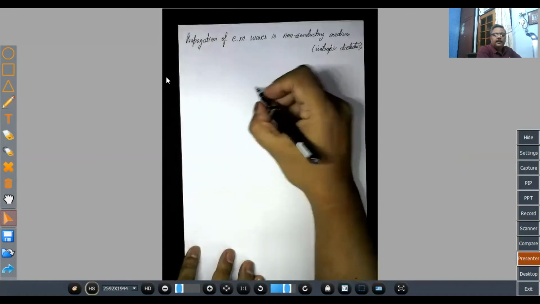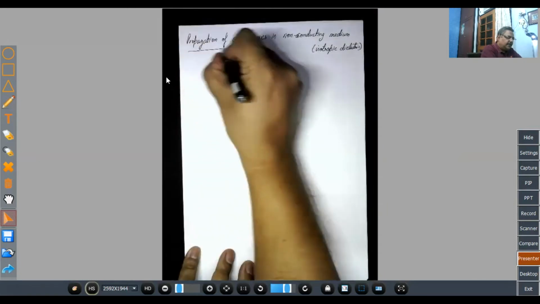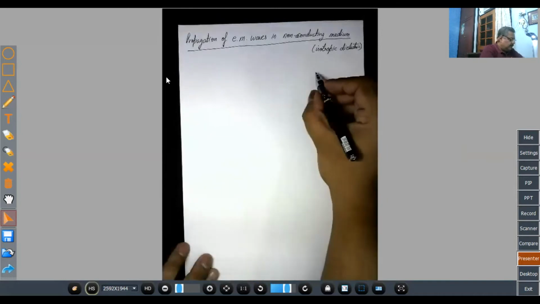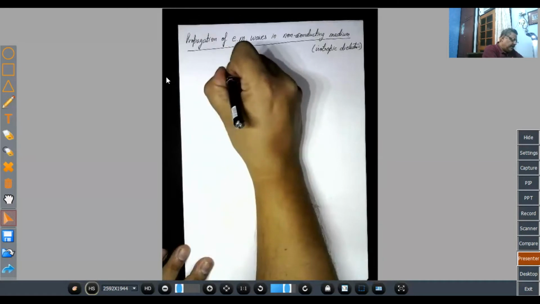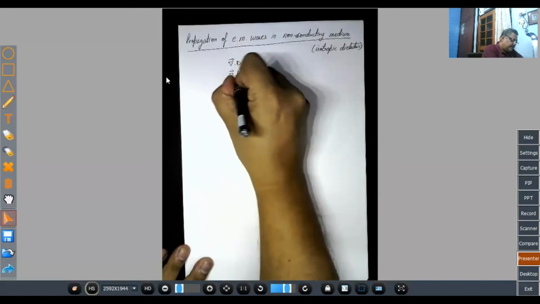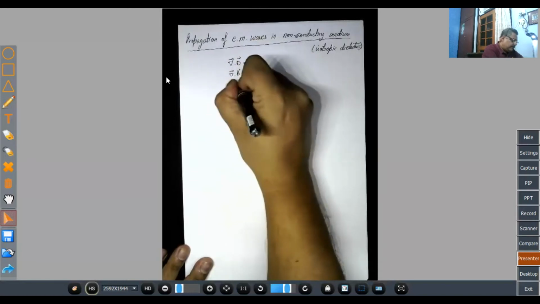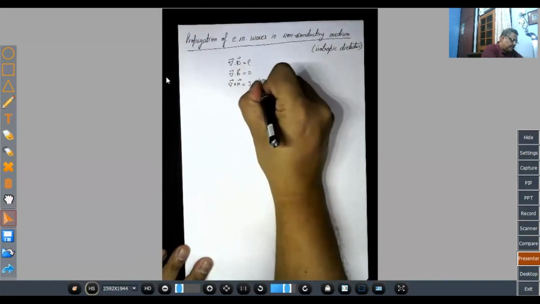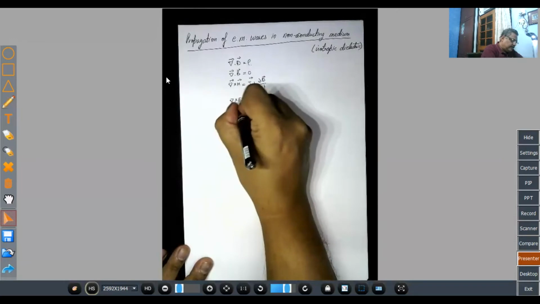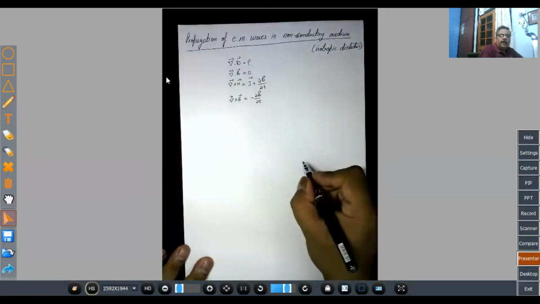So today we'll be discussing the propagation of electromagnetic waves in a non-conducting medium. This propagation of electromagnetic waves in a non-conducting medium, that is an isotropic dielectric. So we start with the Maxwell's equation, the first equation. These are the four Maxwell's equations.